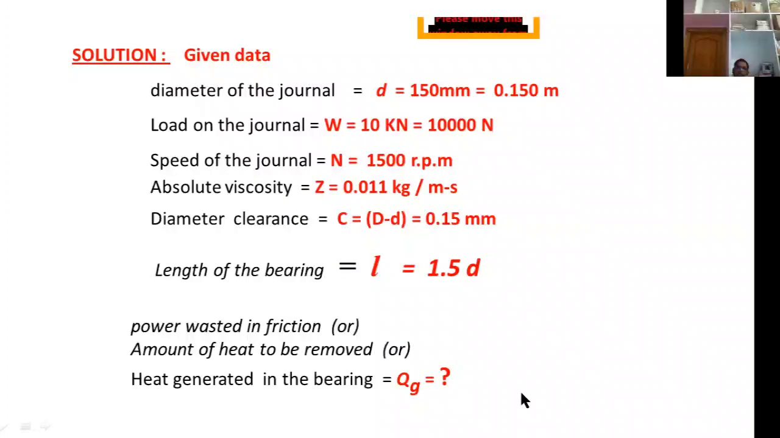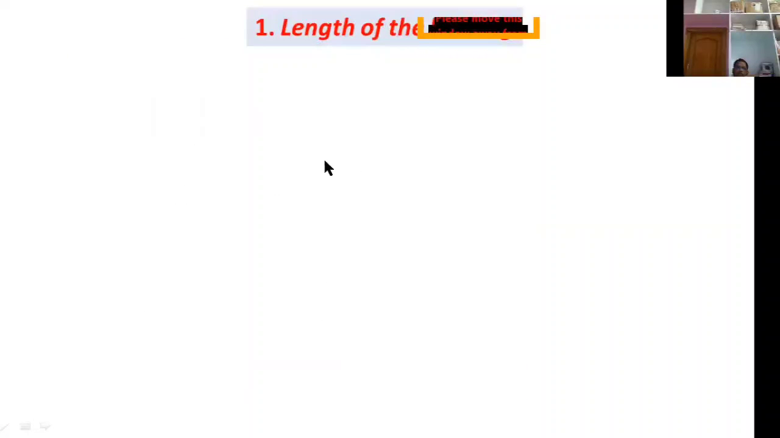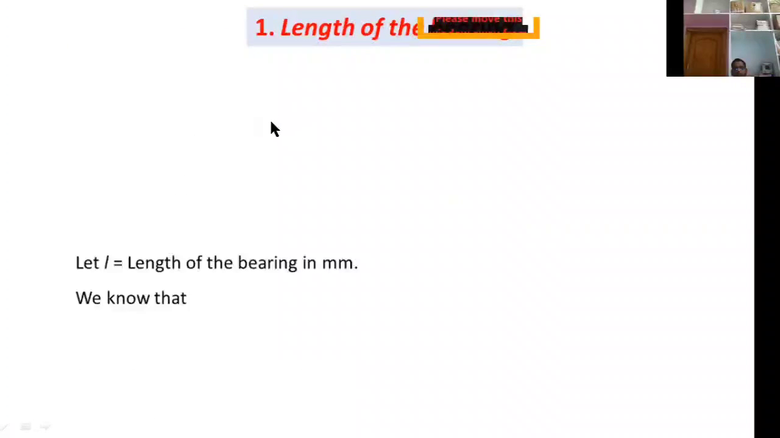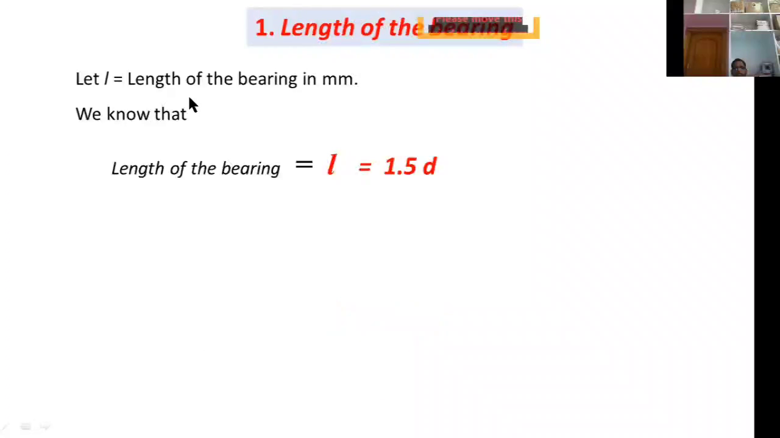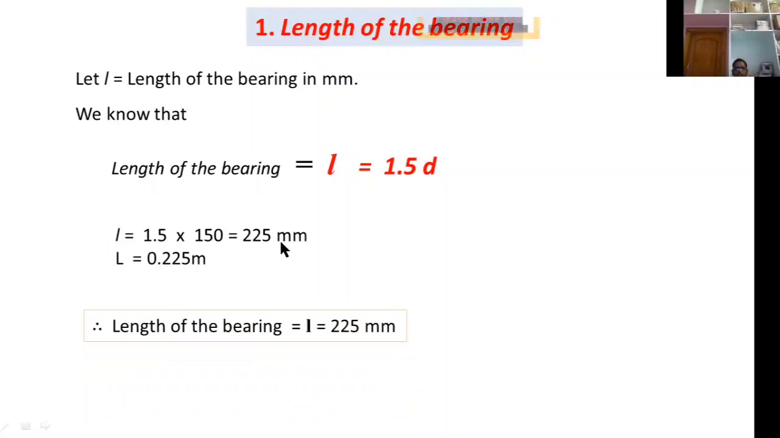Now coming to the first step, that is the length of the bearing. So from given data, length of the bearing equal to 1.5 times the diameter of the shaft. Substituting the value of D equal to 150 mm in this formula, we got L equal to 225 mm. Therefore, length of the bearing equal to 225 mm or 0.225 meters. This is the step 1.